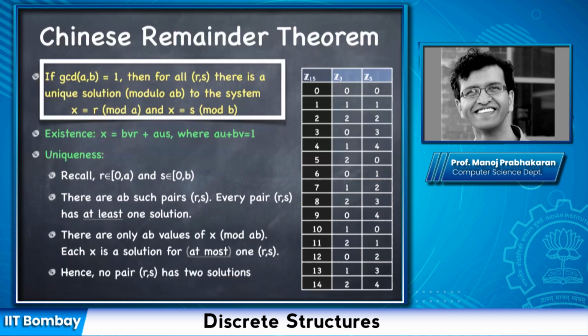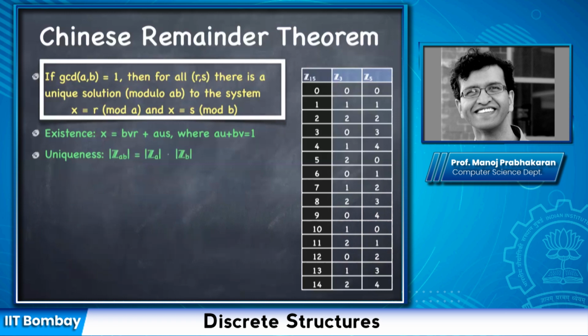So you cannot have a pair R, S claiming two solutions, because if it took two solutions, there will be some other pair R, S which will be left without a solution, because each X can provide for only one R, S. If some R, S is greedy and takes two solutions, then there will be some other R, S left without a solution. Since we already argued existence, that cannot happen. Okay, so that's the reason it's unique. The reason it's unique is basically a counting argument.